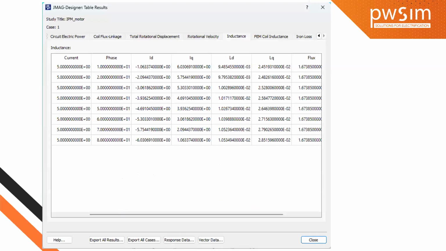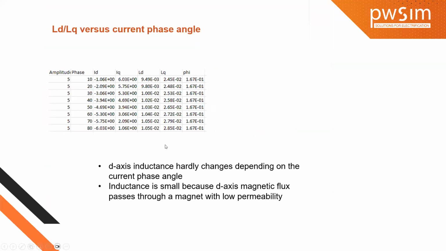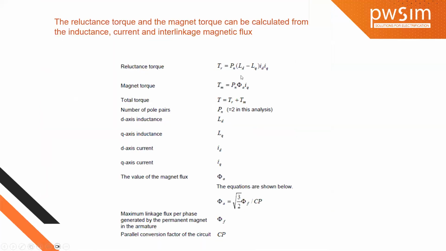Once you run the analysis, you can visualize the results, and you can easily export these results in CSV format. I have taken only one case study, and you will get the current phases at different phases. As I was saying, I ran this analysis for 10 degrees to 80 degrees. So these are the phases, and I got ID, IQ, LD, LQ, and phi, the flux generated at each stage. I can use these values and substitute them here, so I can easily get the torques.